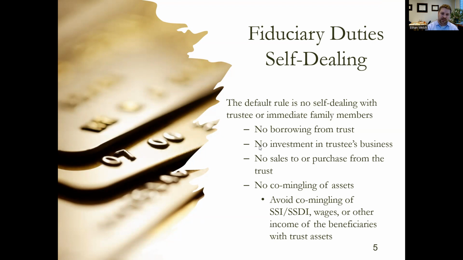So the general rule of thumb is, hey, don't borrow from the trust. Don't invest in your own business with trust assets. Don't purchase from the trust, and definitely don't commingle assets. That means don't commingle the trustee's own assets, and also don't commingle the beneficiary's assets, their own assets and income, with the trust.